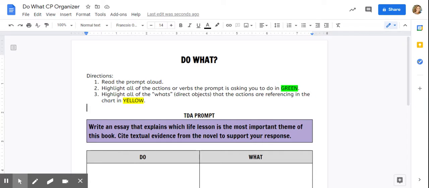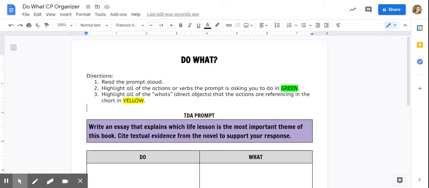All right. So, good job in finishing up the multiple choice short answer portion of the Watson's Go to Birmingham test. Now you're ready to look at the TDA. Now, a TDA is basically an essay, and you're going to be writing that over the course of several different videos. We're not going to do it all in one day.